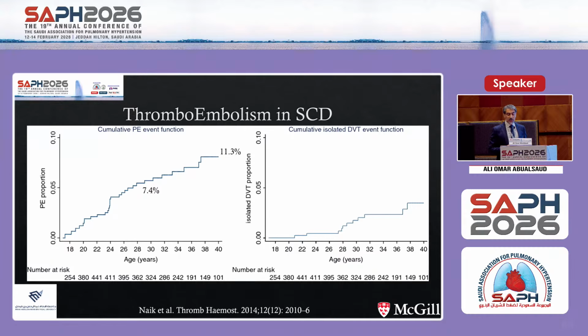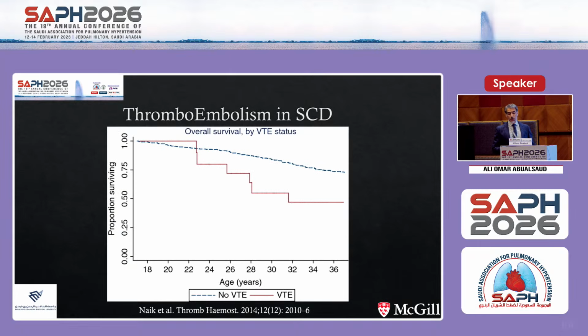Looking at thromboembolism, in this very nice paper, by the age of 30, patients with sickle cell disease develop PE, and by the age of 40, over 10%, 11%, would develop PE. Interestingly, the incidence of DVT is much less than PE, which supports the theory that it might be more in situ thrombosis rather than thromboembolic. Of course, once a sickle cell disease patient develops VTE, mortality also increases, as it does when they develop PH.